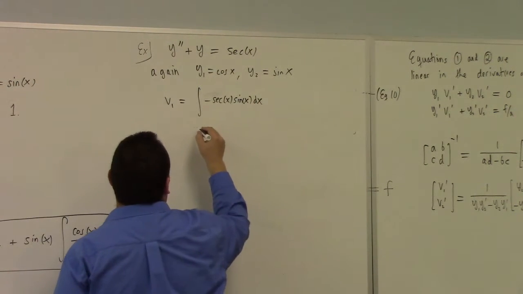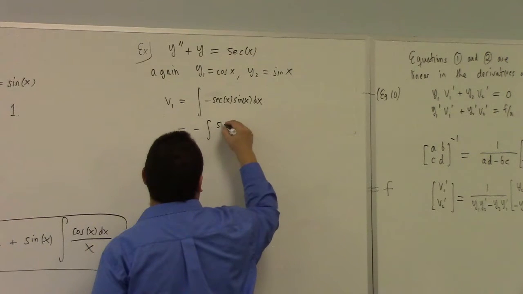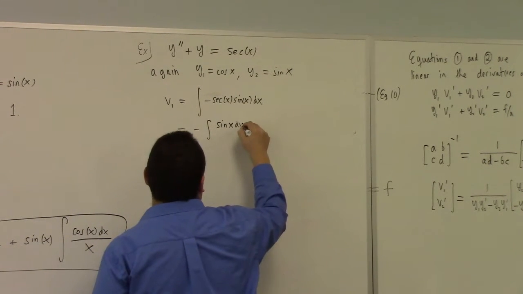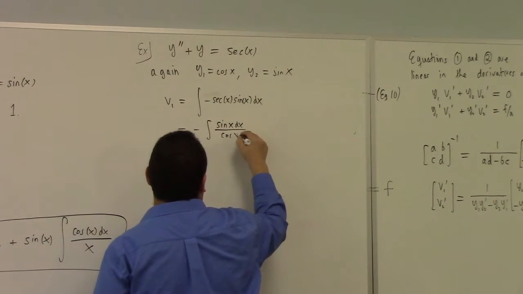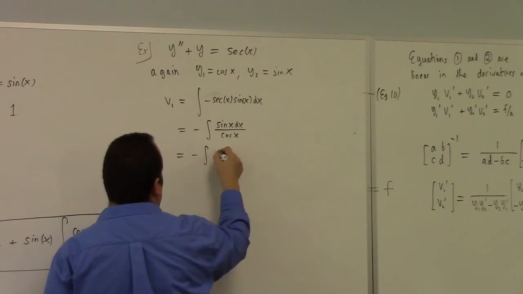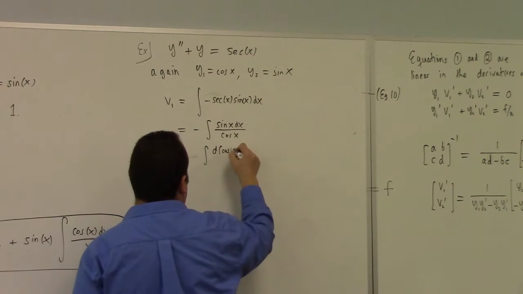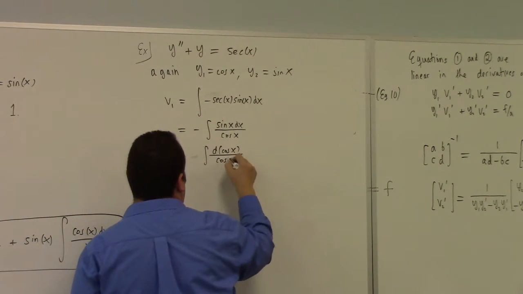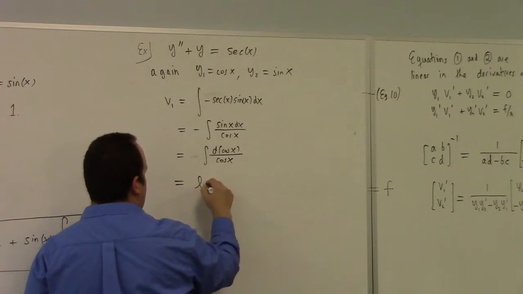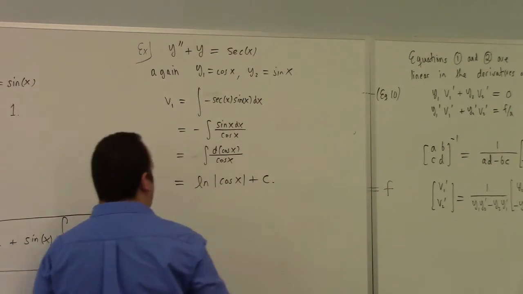All right. So v1 is minus the integral, and what is secant? So that's sine x dx over cosine x. Well, that ain't bad. See, that's minus the integral of, that's just the integral of d cosine x over cosine x, also known as log of the absolute value of cosine of x, plus a constant.